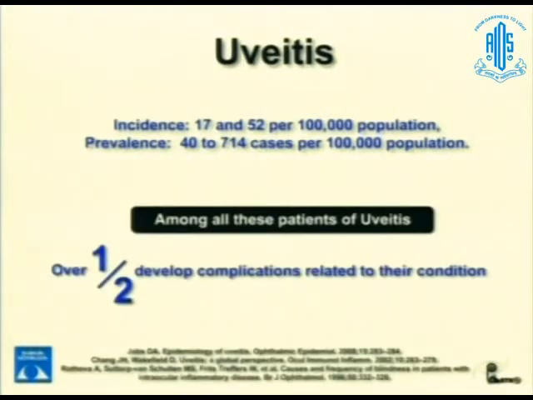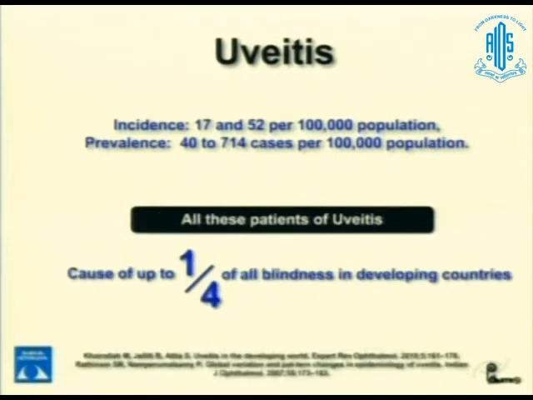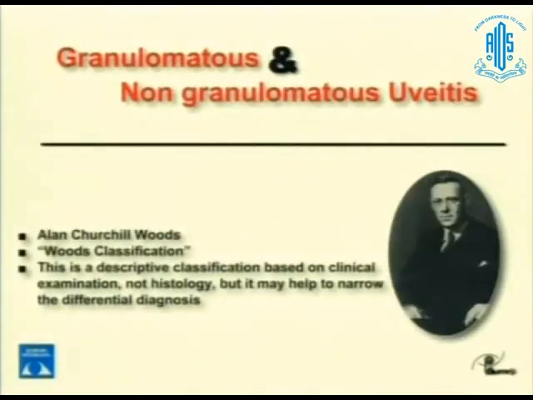Among them, over half of these people developed some amount of complication related to this condition. Up to 1/3 suffer visual impairment, and it can cause 1/4 of total blindness in developing countries. So we'll be discussing the various classifications used in uveitis. First is the Woods classification, which differentiates into the granulomatous and the non-granulomatous entity.